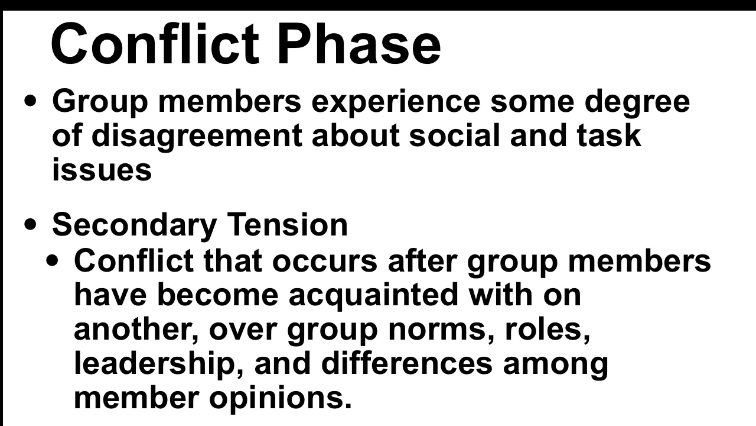The second phase is called the conflict phase. It's where group members experience some degree of disagreement about social and task issues. It's also where we'll find the secondary tension. A secondary tension is conflict that occurs after group members have become acquainted with one another. This conflict is usually over group norms, rules, leadership, and differences among group members' opinions.